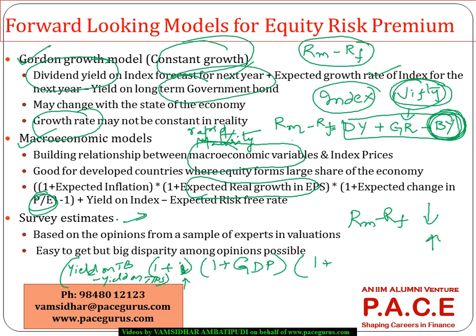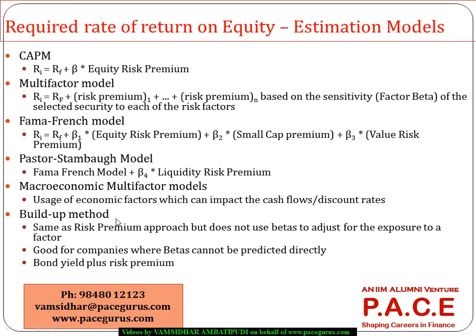So we talk about different kinds of models which can be used to find out the required rate of return on equity using this equity risk premium as the input. Alright. Now looking at various approaches, we start off with the more traditional capital asset pricing model, CAPM, wherein our intention is to identify the required rate of return on the security based on the risk-free rate plus the beta times the equity risk premium.